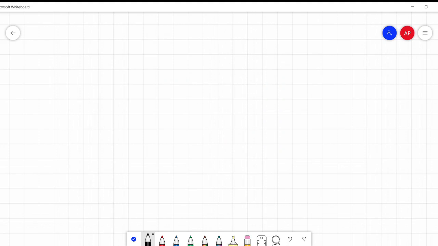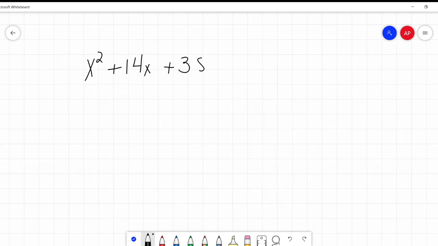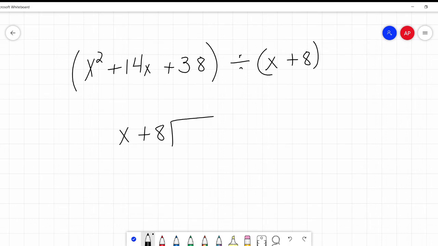Let's just start with something like this. These are just problems that I've pulled off various free worksheets that are provided on the internet. Thank you, internet. You're so kind. Okay, so here we have x squared plus 14x plus 38 divided by x plus 8. First thing you want to do is rewrite it more like a standard, like you did in elementary school, long division.